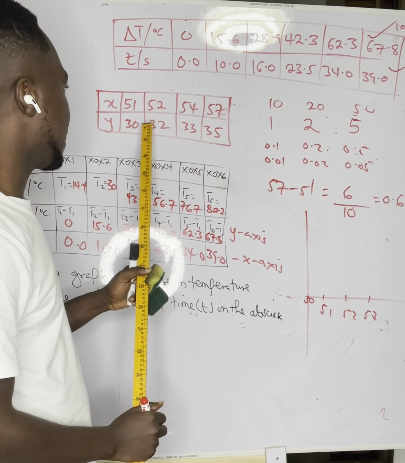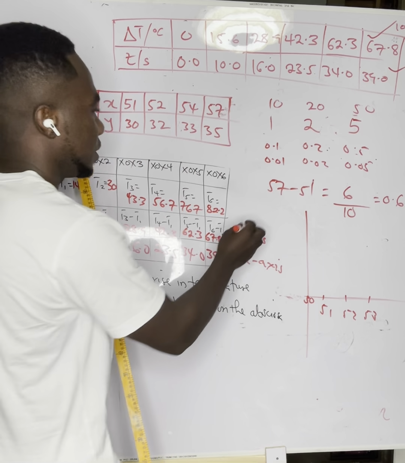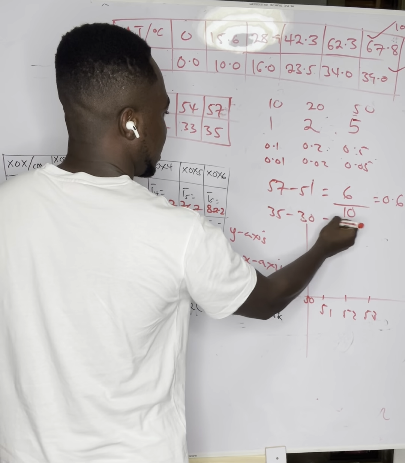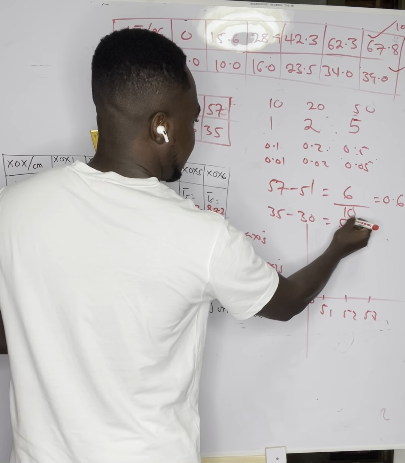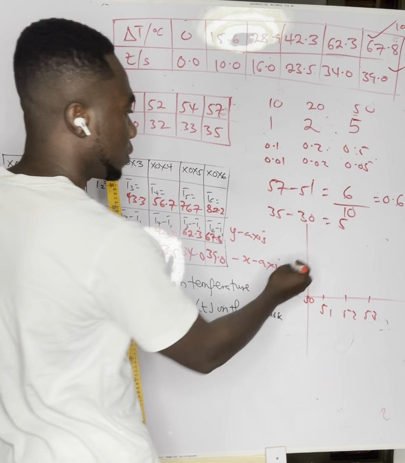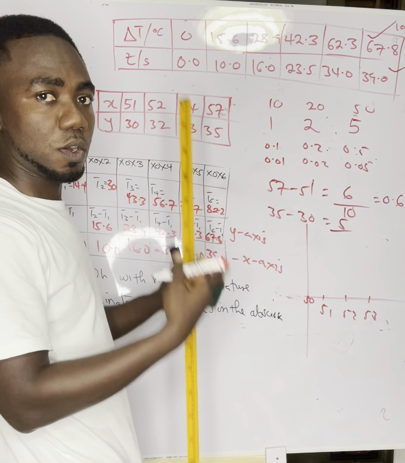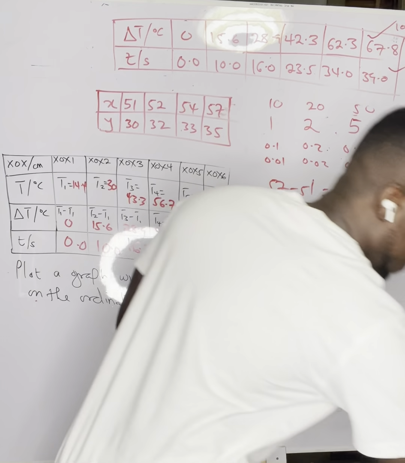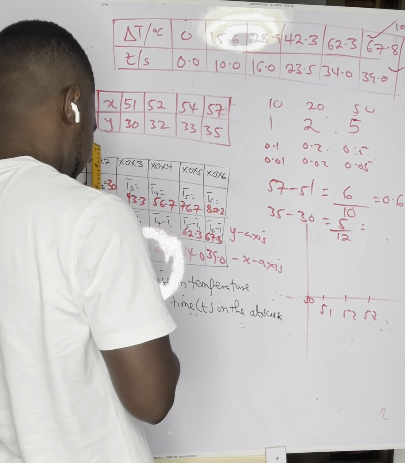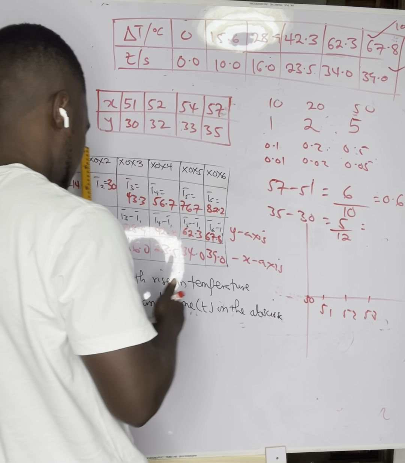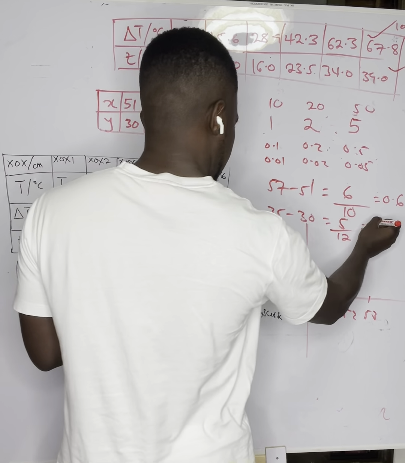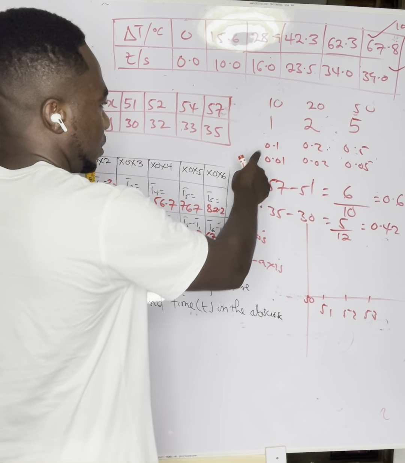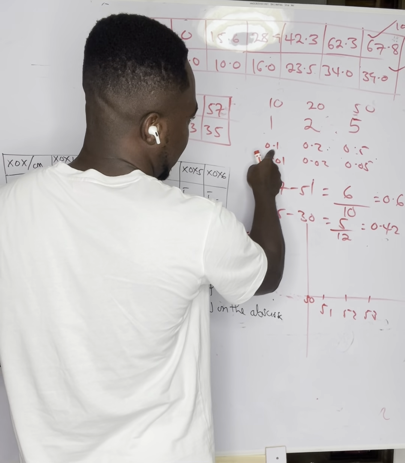For the y-axis, the highest value is 35. So it will be 35 minus the lowest in it, 30, which will give us 5. So 5 over the number of boxes on the y-axis. Standard graph sheet, 12. So 5 divided by 12, we will get 0.41. So say 0.42. 0.42 will be within this range, 0.1, 0.2, 0.5.